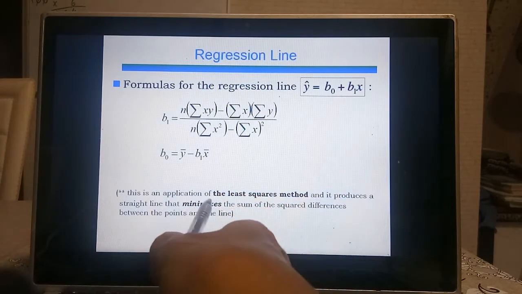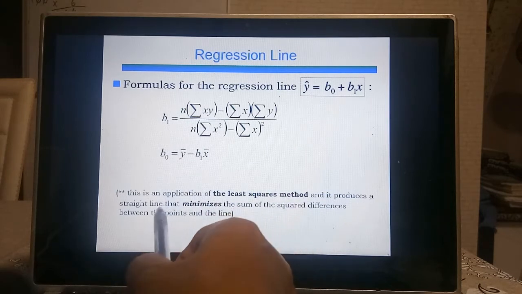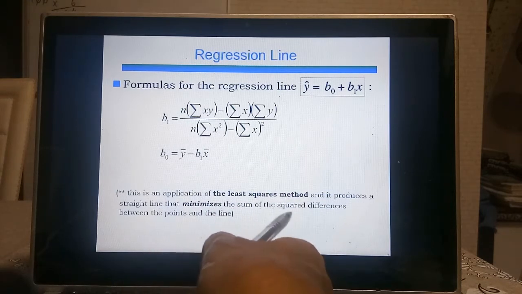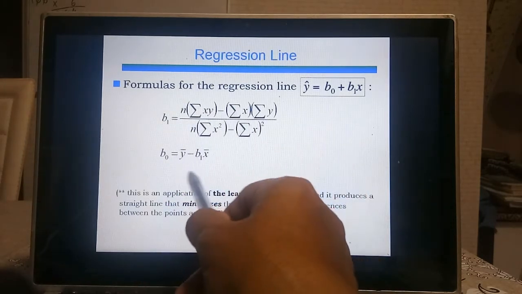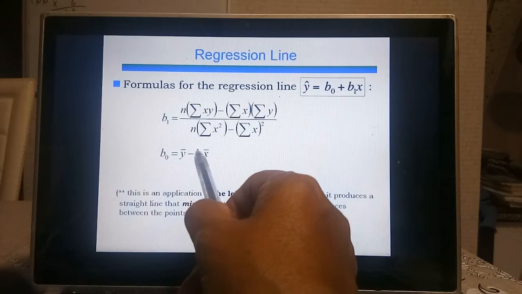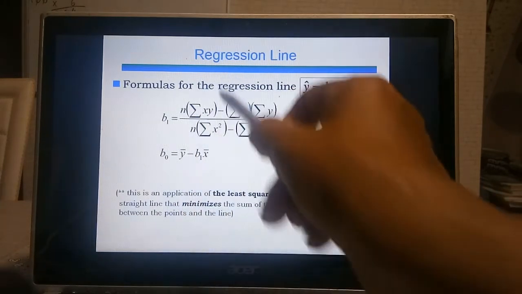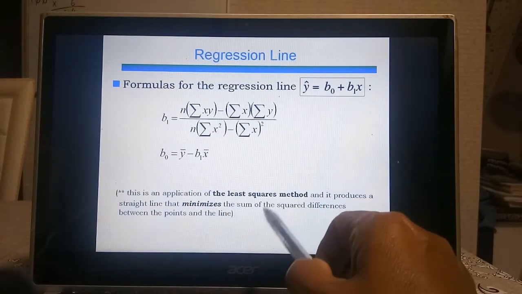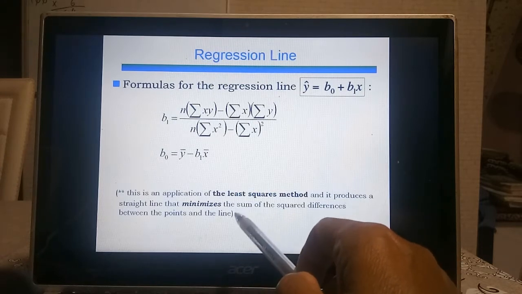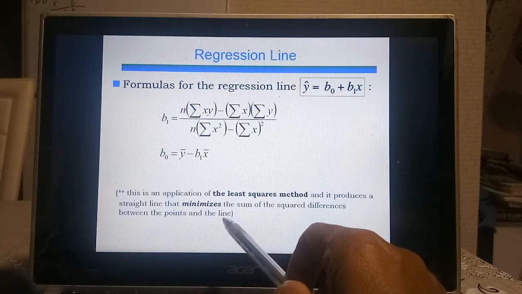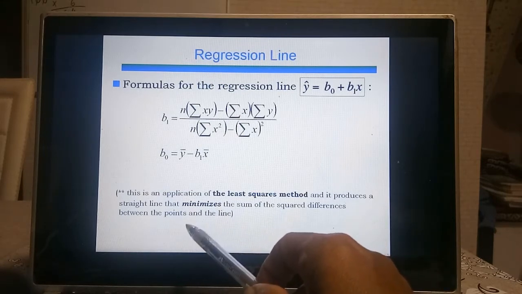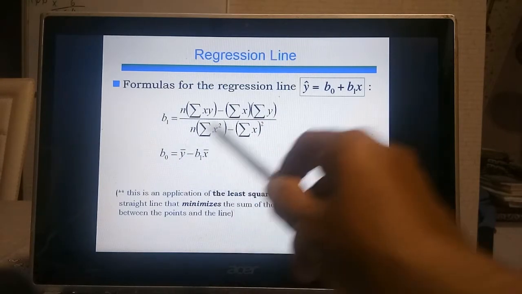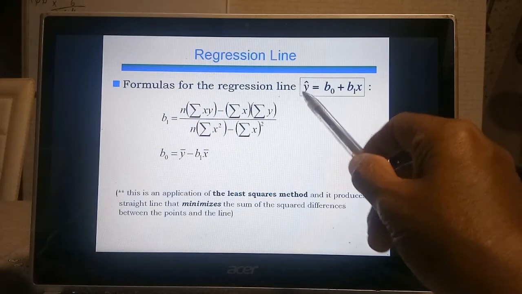Okay, this is an application of the least square method and it produces a straight line that minimizes the sum of the squared differences between the points and the line. So, teori untuk b1 dan b0 equation ni adalah nilai b1 dan b0 yang akan memberikan nilai sum of square differences yang paling minimum di antara line equation tu dengan point-point yang kita dapat daripada sampel. So, b1 dan b0 yang kita dapat ni masukkan equation ni. So this is the regression line.